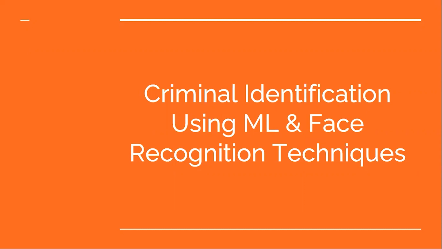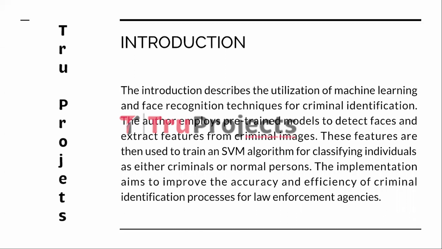In this video, we are going to explain the project titled Criminal Identification using ML and Face Recognition Techniques. The introduction of the project discusses the application of machine learning and face recognition methods in criminal identification. The author utilizes a pre-trained model to detect the face and extract the relevant features from the images of criminals. These extracted features are employed to train the support vector machine algorithm for the classification of individuals as either criminals or non-criminals.